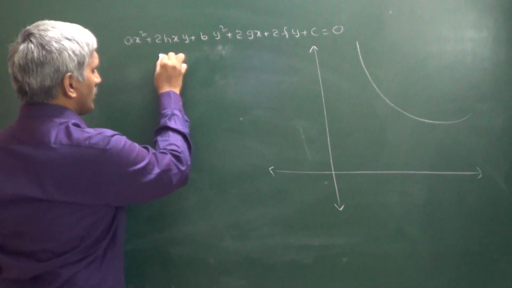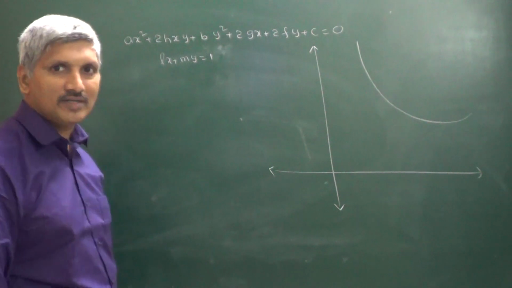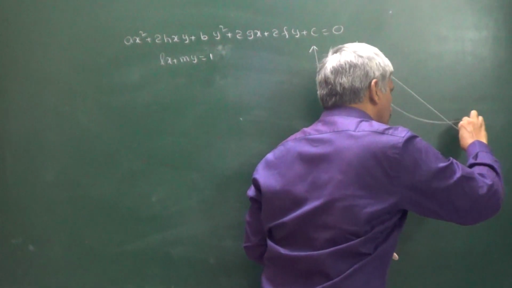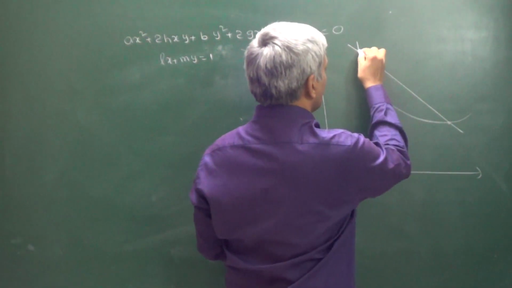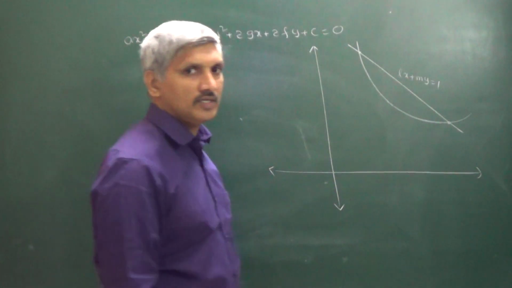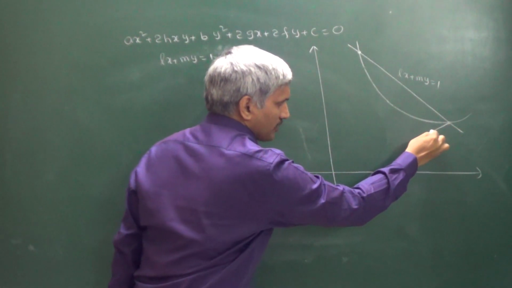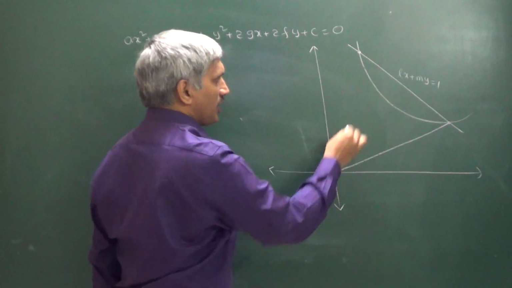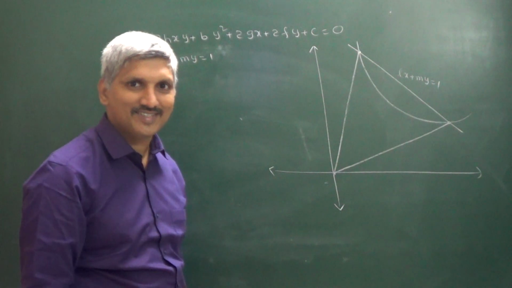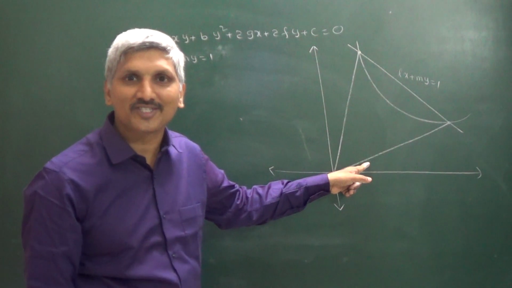Also, a line equation is given: lx plus my equals 1. The curve and the line are intersecting. This is the intersection point. Now these two points of intersection, join them with the origin. What happens? We are getting two straight lines. These two straight lines are passing through the origin.